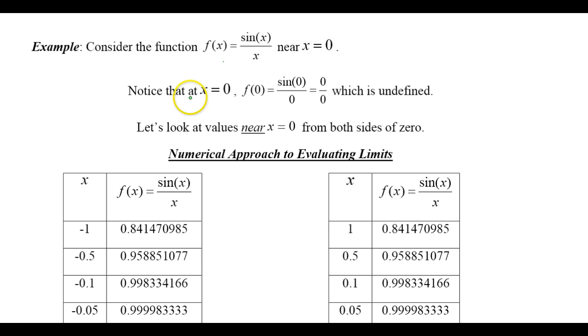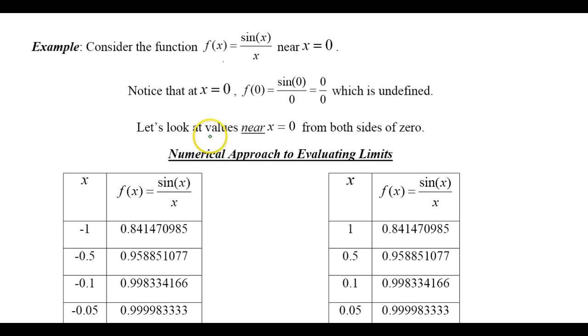And this is actually an interesting problem, because notice that at x equals 0, so when we substitute 0 in for x, f of 0 would be sine 0 divided by 0. Well, sine 0 is 0, and on the bottom I have 0, so I have 0 over 0, and that's undefined. So at 0, we can't even really determine a function value. The function is undefined.